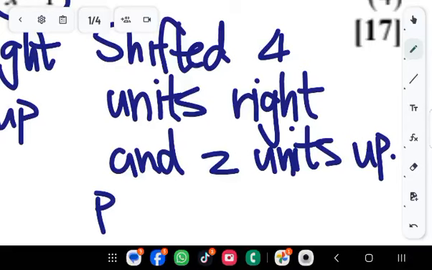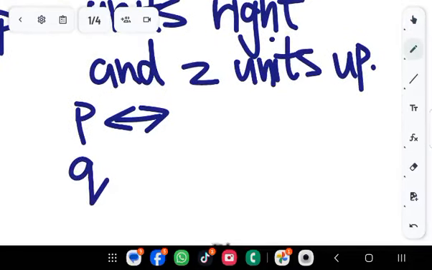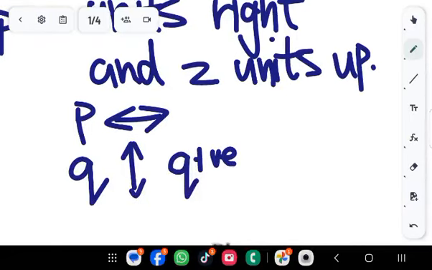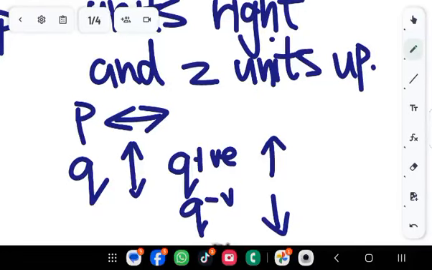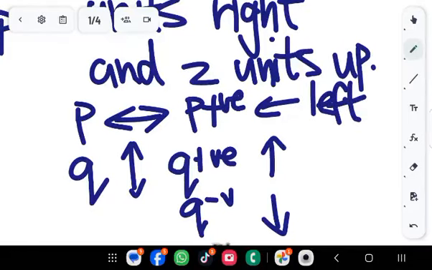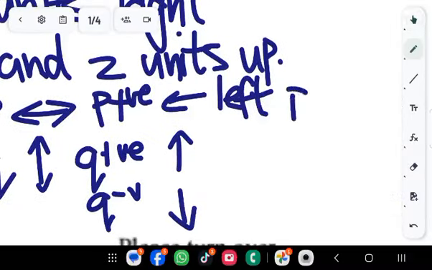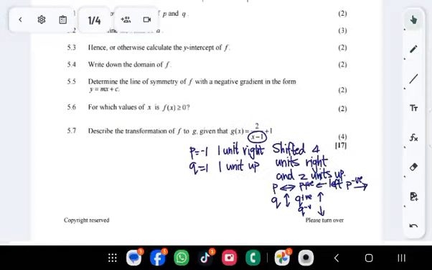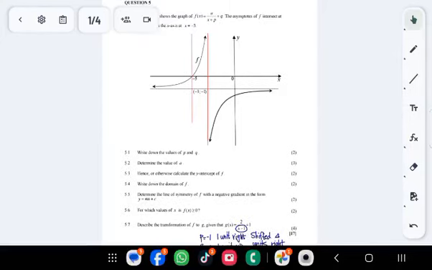In general, your p shows shift left or right, and your q shows shift up and down. If q is positive, that means your graph is shifted up. If q is negative, that means your graph is shifted down. With the p's, if p is positive, that means your graph is shifted left. And if p is negative, then that means your graph has been shifted p units to the right, and that's how the shifting works. And this is the end of the question.